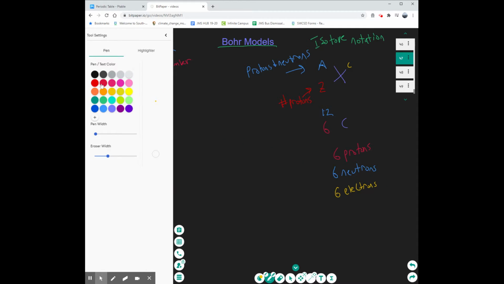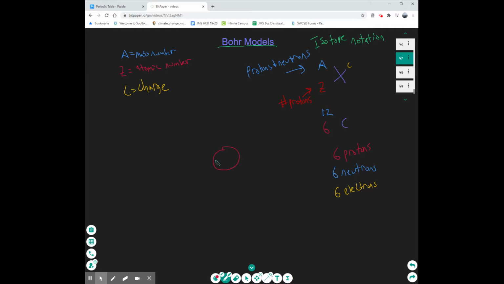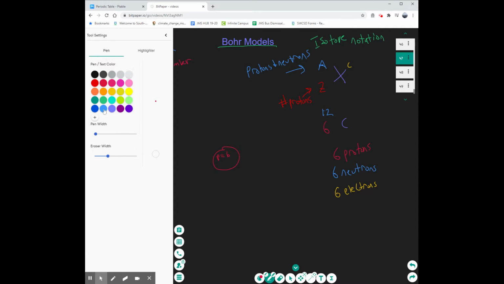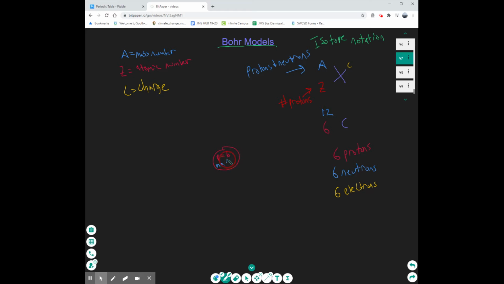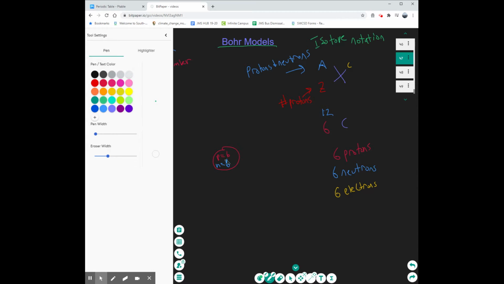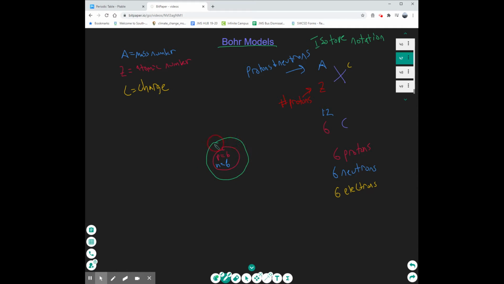Okay, great. So let's go ahead and throw a nucleus together, and we know that P equals 6. And we know that N equals 6, right? Now, you guys all know that there's 6 electrons, but here's the trick. The first shell can only hold 2 electrons. The second shell can hold 8 electrons. Okay, so let's take our first 2 electrons. 1, 2. That's really great, right?